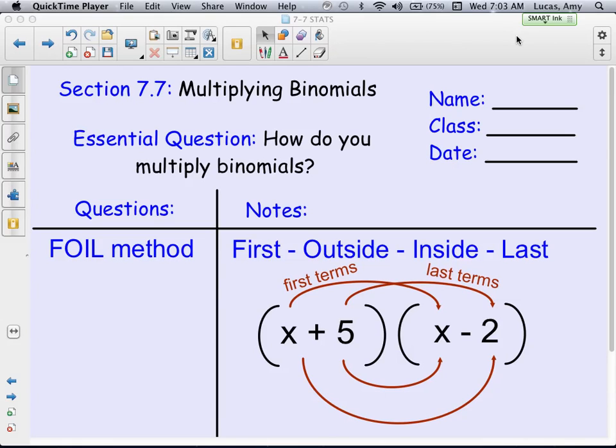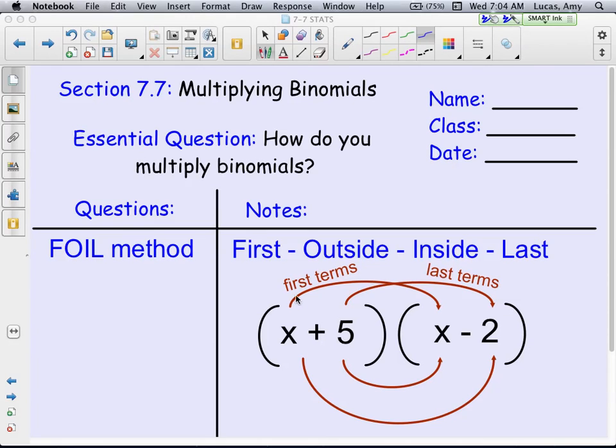The outside product is the first term in the first binomial and the last term in the last binomial. So they're on the outsides of your parentheses, meaning, well, they're inside the parentheses, but they're the outermost terms. The inside terms are the last term from the first parentheses and the first term from the second parentheses. So they're the ones that are considered on the inside.